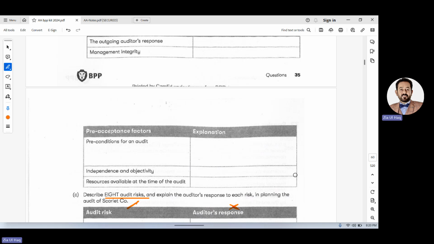Why do we need to check whether we have the resources and time for the audit? We need to make sure our staff has the skill and experience to conduct the audit, because if we lack resources, our audit quality could be compromised, which leads towards an inappropriate opinion, i.e. audit risk.